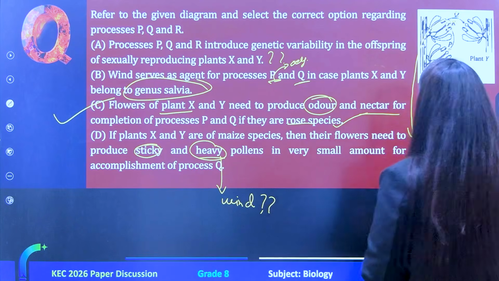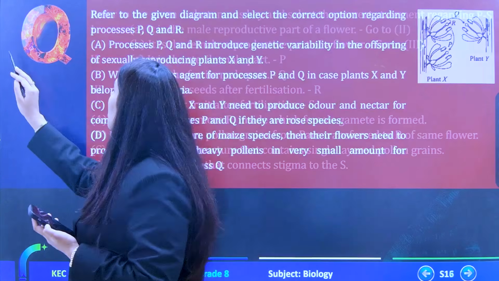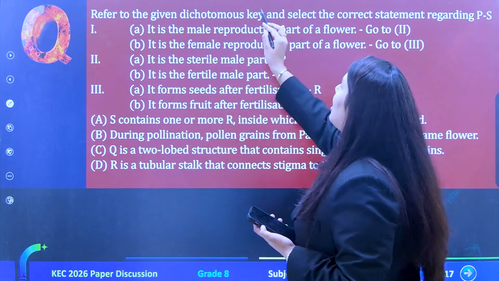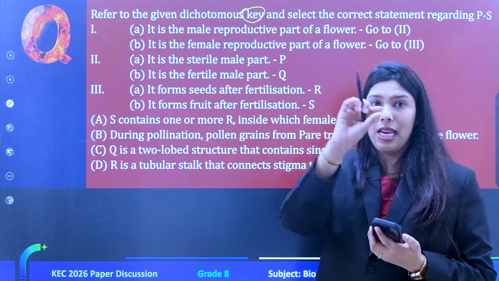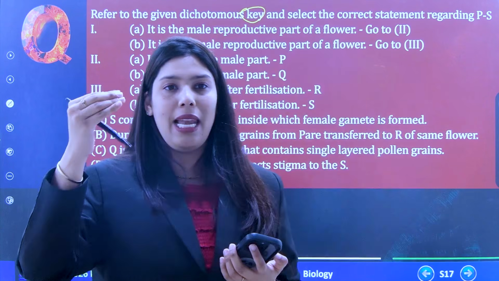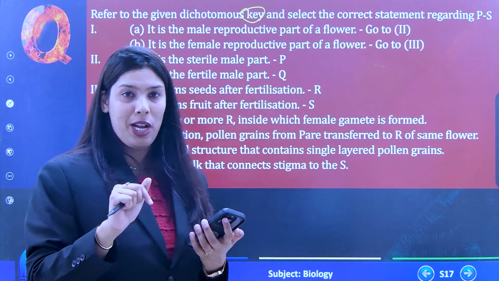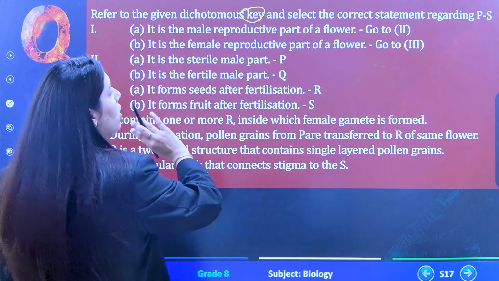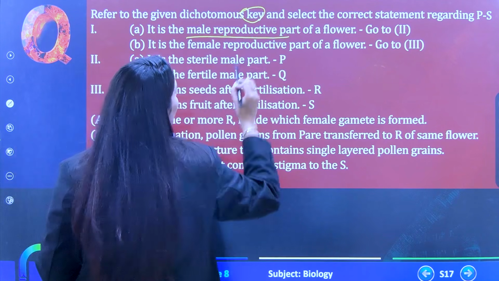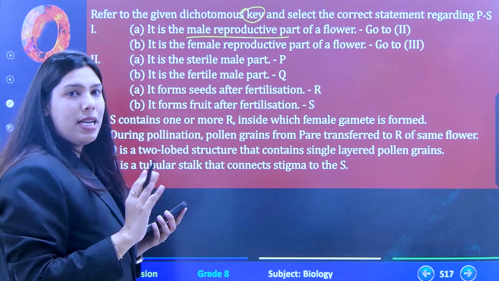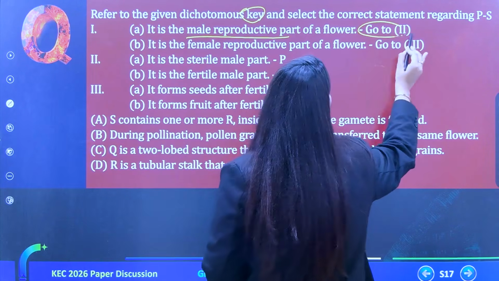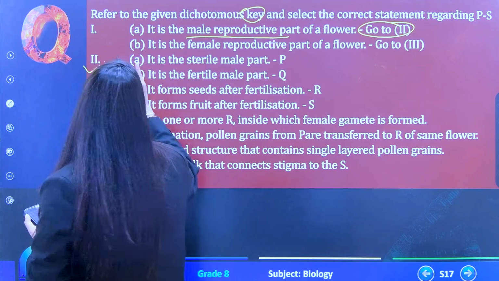Okay, fine. The last question, refer to the dichotomous key. See, dichotomous key means there is one statement, and they will tell you another statement in the connecting link, and likewise you have to read the whole question. So we can read it together. The first statement is, it is the male reproductive part of a flower. Now they are telling to go to 2.